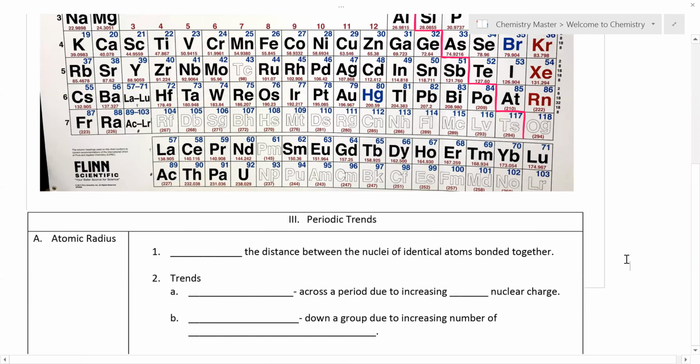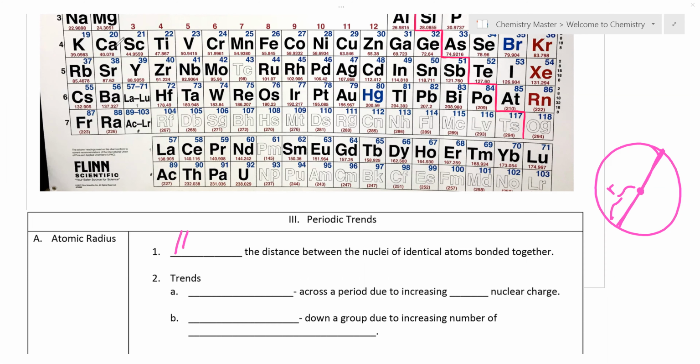So atomic radius, you should remember, hopefully from math, what a radius is. If you think about when you have a circle, if you go all the way through the center of the circle, that's called a diameter. Diameter goes through the center of the circle, and half of that is called a radius. So atomic radius is half the distance between the nuclei, this is just plural for nucleus, of identical atoms bonded together.